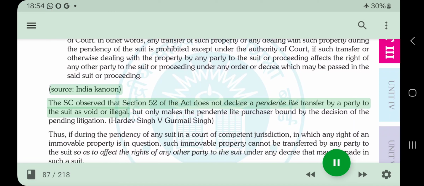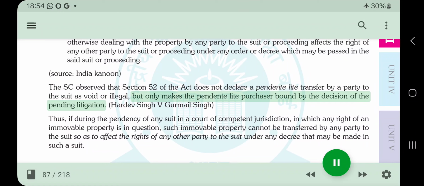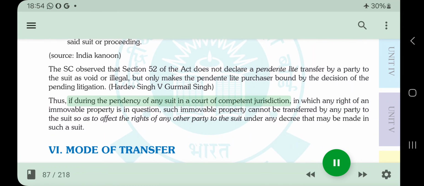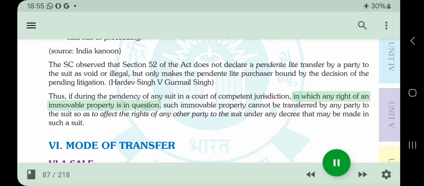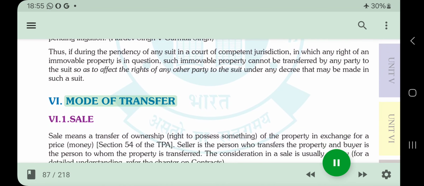Source: India Kanoon. The SC observed that Section 52 of the Act does not declare a pendente lite transfer by a party to the suit void or illegal, but only makes the pendente lite purchaser bound by the decision of the pending litigation. Hardev Singh v. Gurmail Singh. Thus, if during the pendency of any suit in a court of competent jurisdiction, in which any right of an immovable property is in question, such immovable property cannot be transferred by any party to the suit so as to affect the rights of any other party to the suit under any decree that may be made in such a suit.